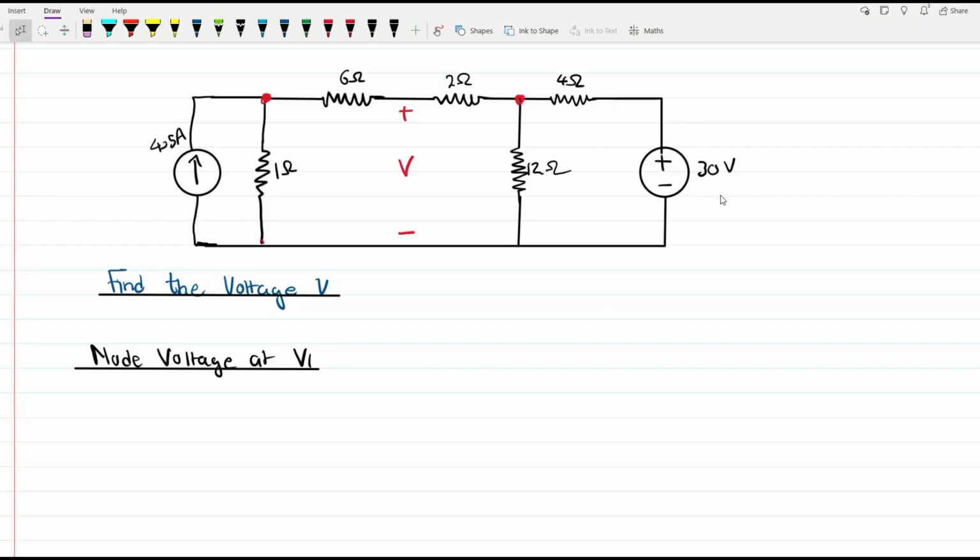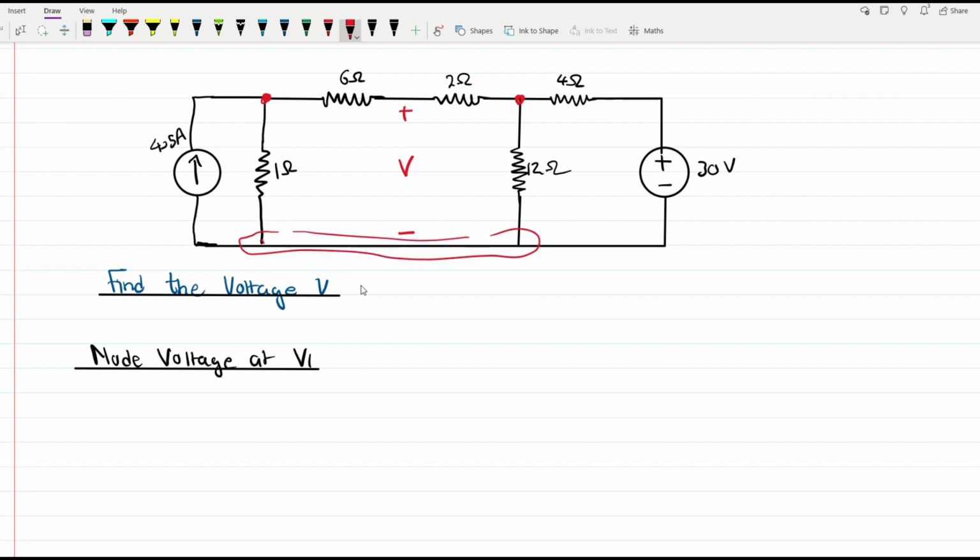An independent voltage source over there and a bunch of resistors. So what we have to do is to find the voltage V. What we have to do first is to identify our nodes. So we're going to go here and identify our nodes. We're going to have a node there and a node there. And then we can call this a reference node.